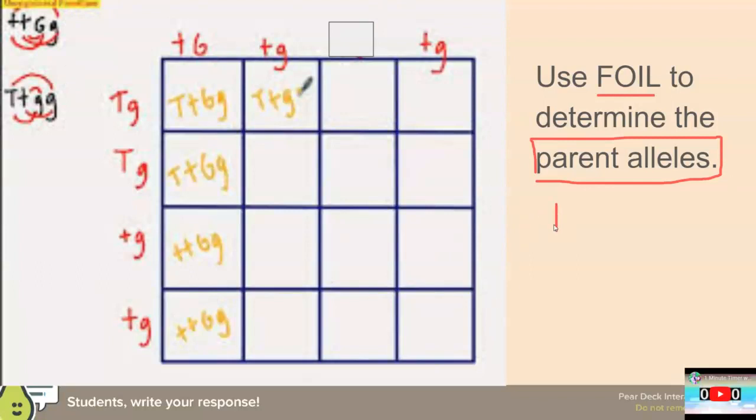So the other parent, we have lowercase t, capital G, lowercase g. So we're going to take the first, which is going to be lowercase t, capital G. We see that, lowercase t, capital G. Then we're going to take the outside, which is lowercase and lowercase. So here we have lowercase and lowercase. Then we're going to take the inside, which is this right here, lowercase t, capital G. The last is going to be lowercase, which is what we see here. So our answer to this question is lowercase t, capital G.